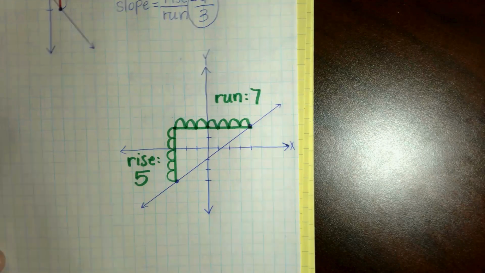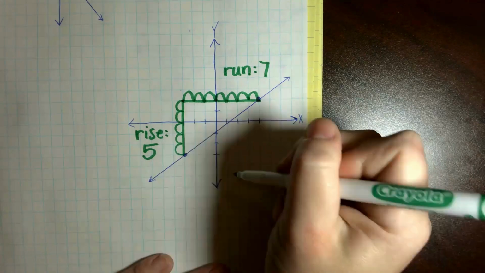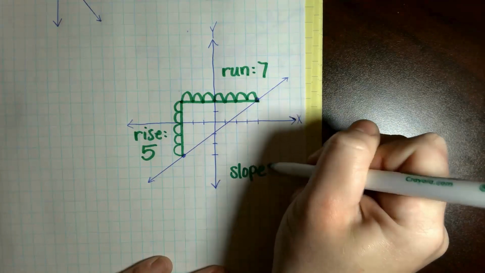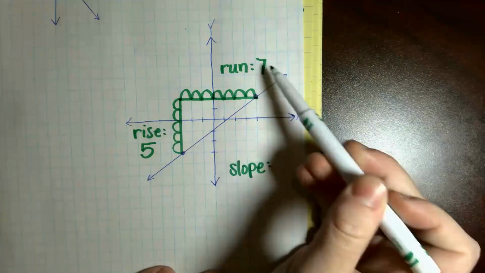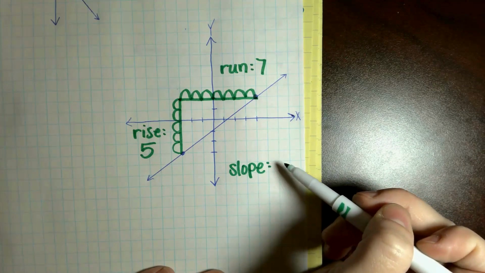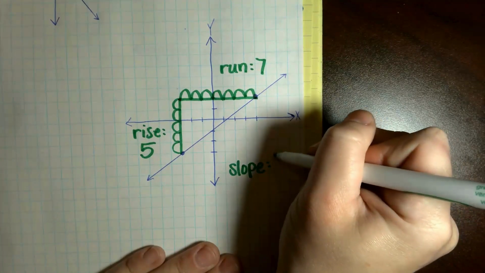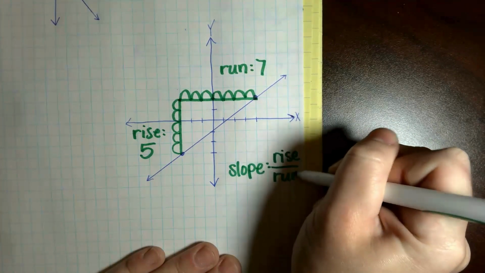All right. So we have our rise and our run. What is the slope formula? Our answer is going to be the 5 and the 7 in some order. How do we write slope? Is it run over rise or rise over run? Rise over run.